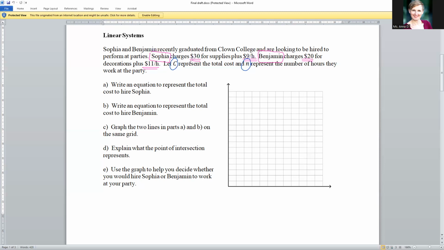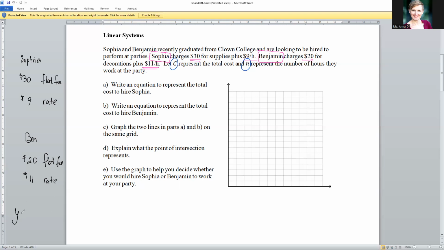So what do these things represent? Sophia: flat charge, $30, and rate of $9 per hour. Benjamin: flat fee of $20 and rate of $11 per hour.